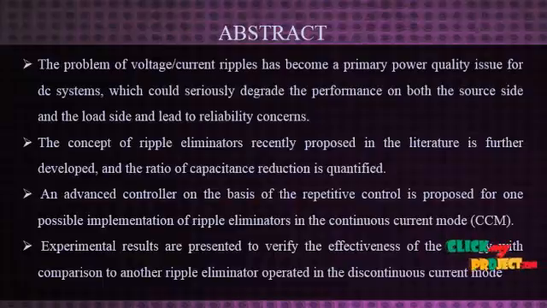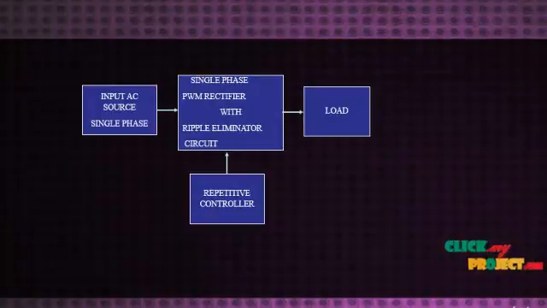An advanced controller on the basis of repetitive control is proposed for one possible implementation of ripple eliminators in the continuous current conduction mode, and the results are verified in comparison to another ripple eliminator operated in the discontinuous current mode. It has been shown that the proposed instantaneous ripple current diversion leads to a nearly four-fold improvement of performance. Next, we see about the flow diagram of our process.